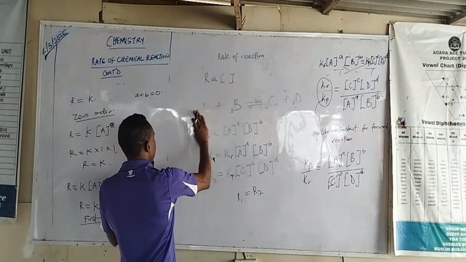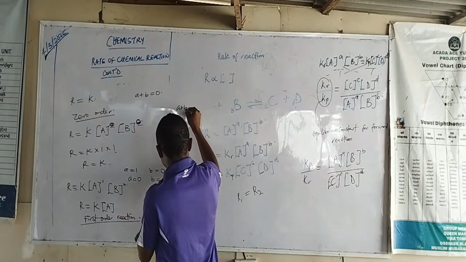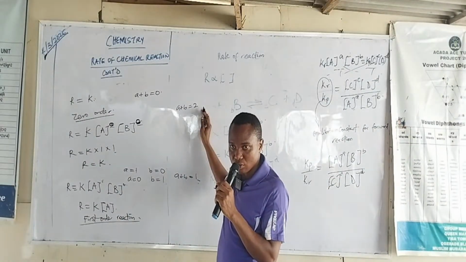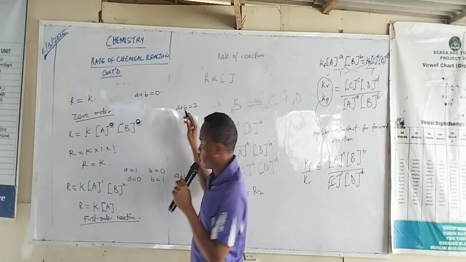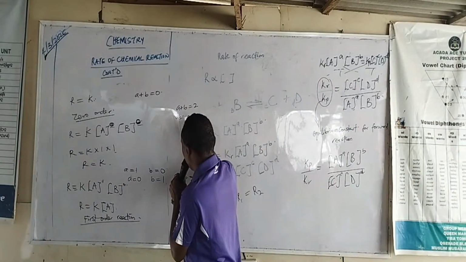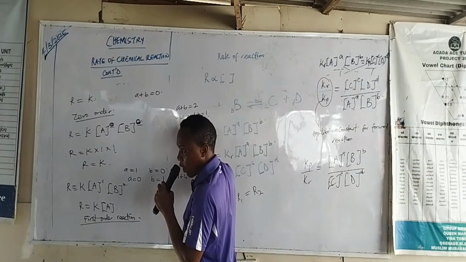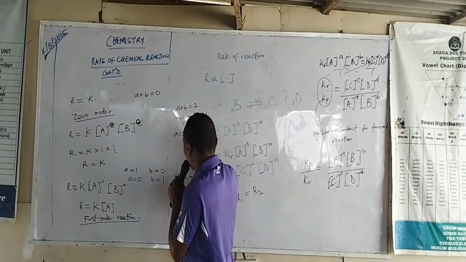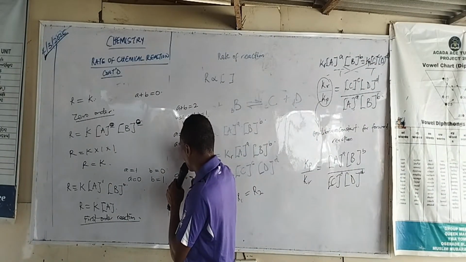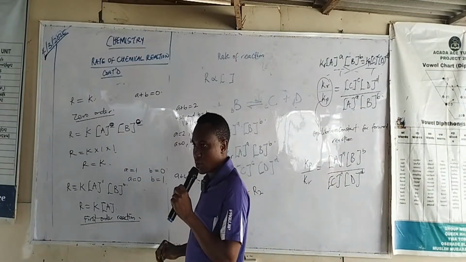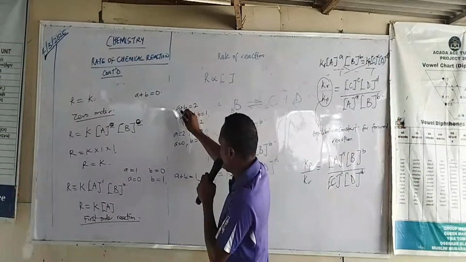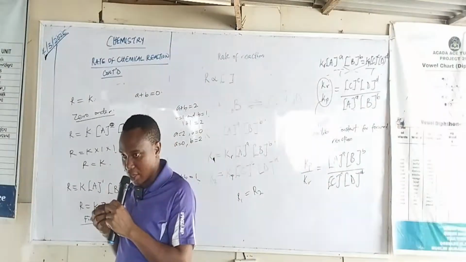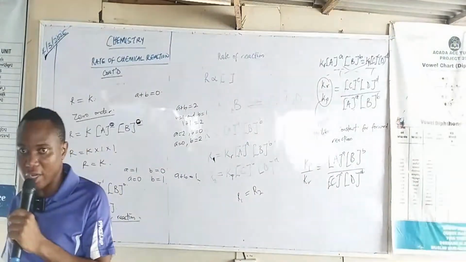So if A plus B is equal to 2, it will be a second order reaction. And how can A plus B be equal to 2? It can be A equal to 1 and B equal to 1, that is 1 plus 1 equal to 2. Also, it can be A equal to 2 and B equal to 0, or A equal to 0 and B equal to 2. If in any of these cases you add A plus B together and it is equal to 2, we say it's a second order reaction.